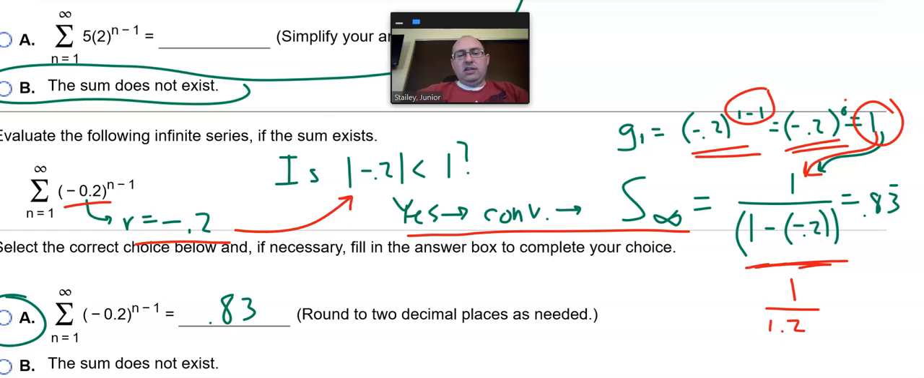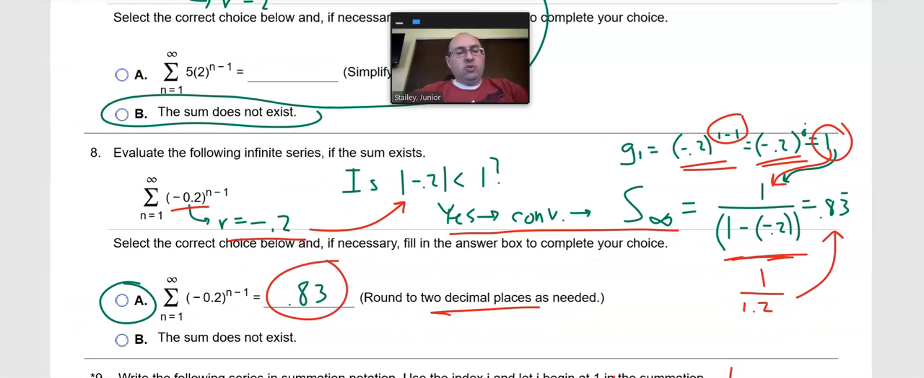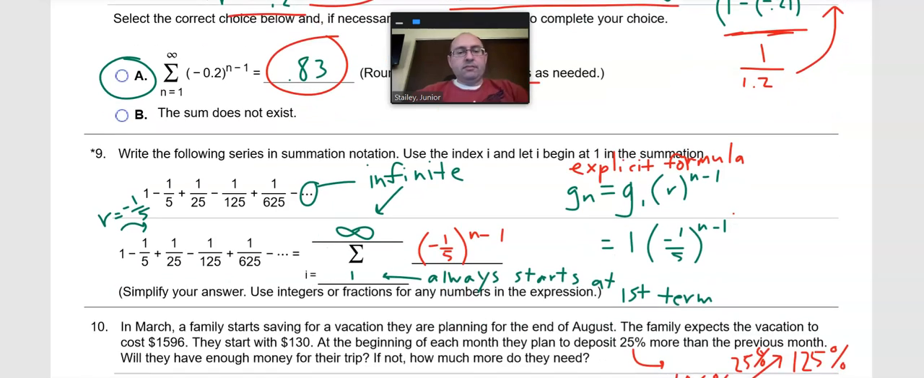And they didn't ask me for a fraction this time, so I'm not forced to use fractions. I do come out with 0.83 repeating, which has got a lot of 3's. And they wanted it rounded to 2 decimal places. So 0.83 would be a good answer to this question. On to the next one.